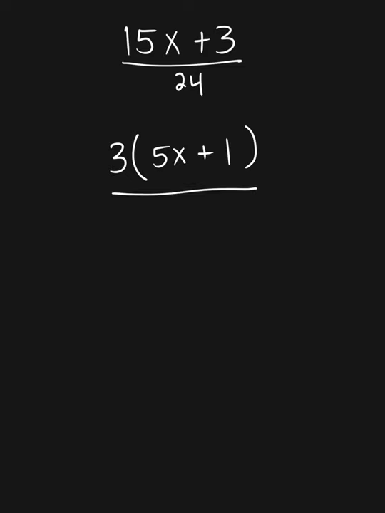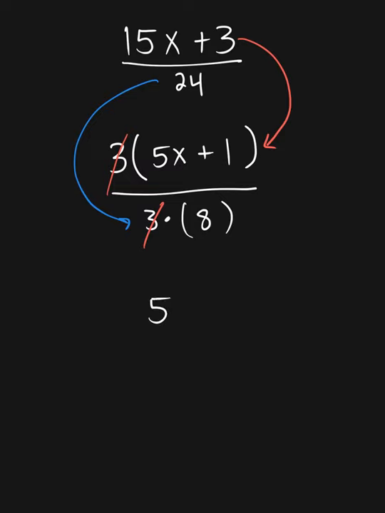And then in the denominator, 3 times blank gives us 24. Well, that's got to be 8. So I'm going to pull those out. All I've done is said, hey, 15x plus 3 is equivalent to that, and 24 is equivalent to that. Now, I can see on the numerator and the denominator, I've got a 3 being multiplied by stuff, so those 3s are able to be canceled out. What am I left with? I'm left with 5x plus 1 divided by 8. And that's my final answer.